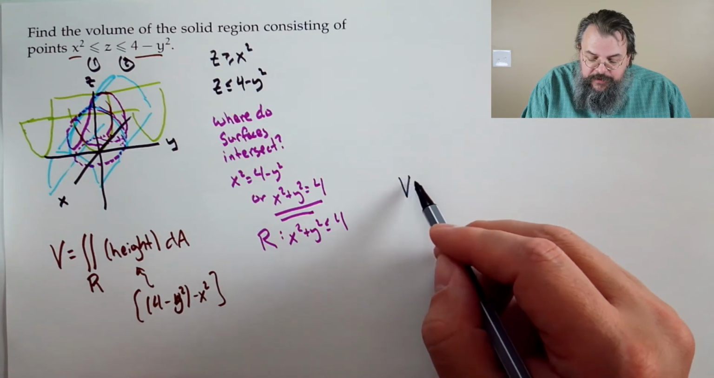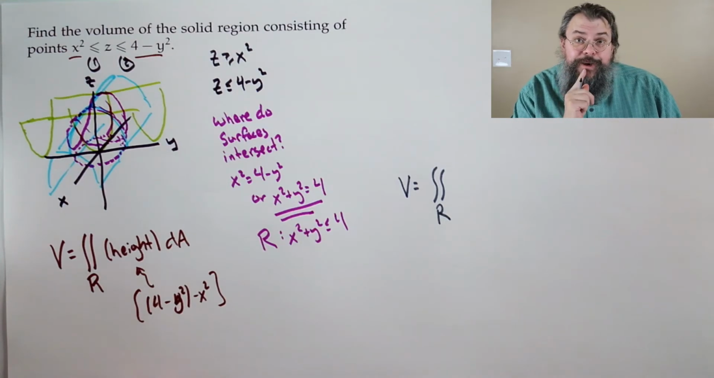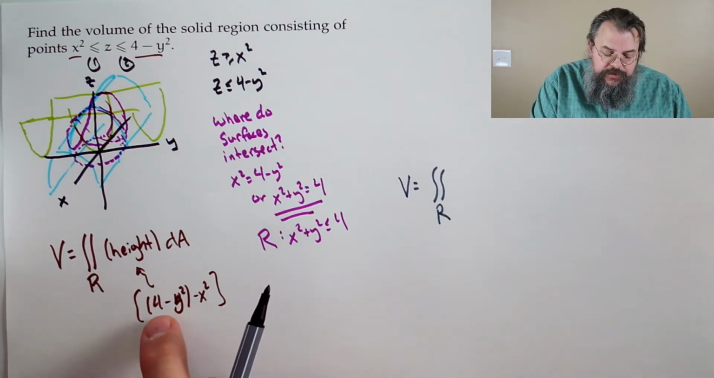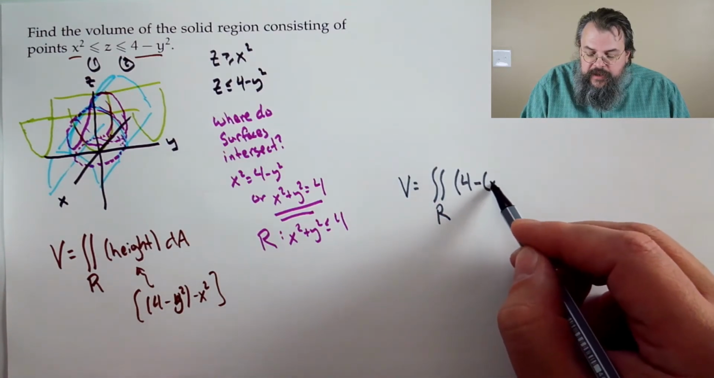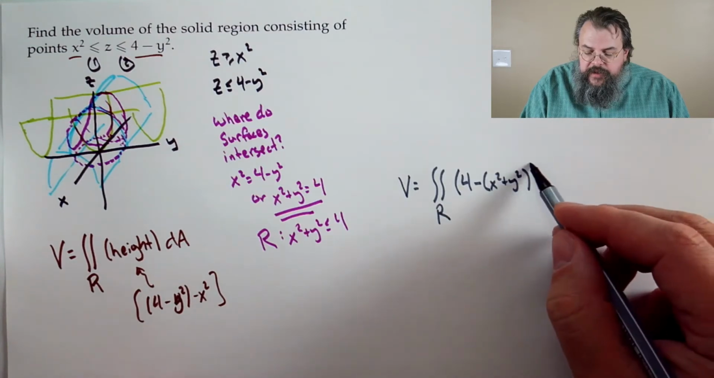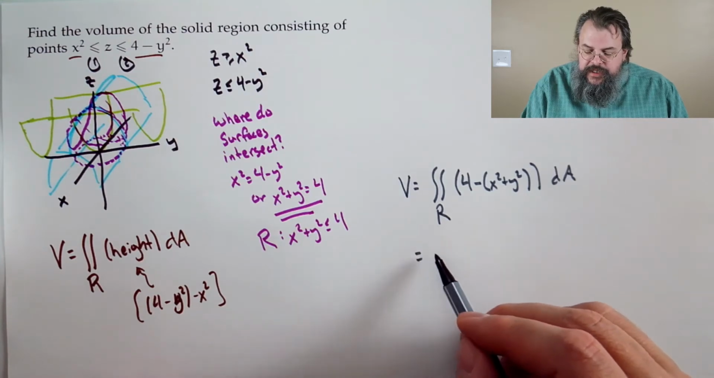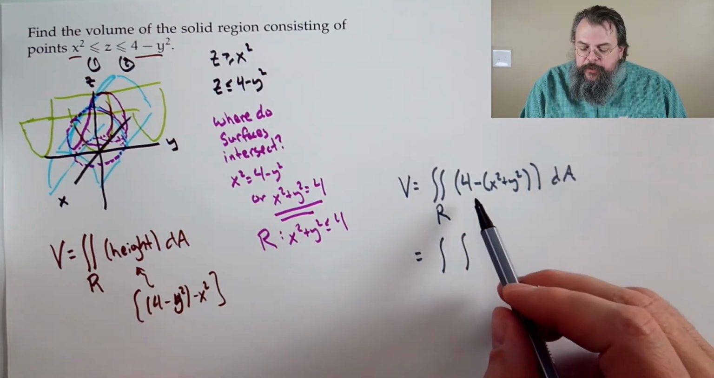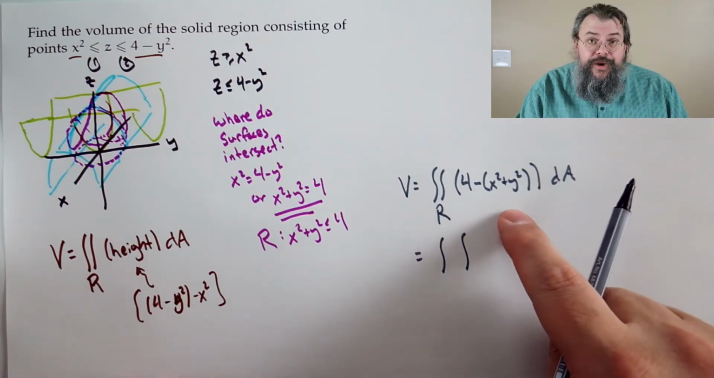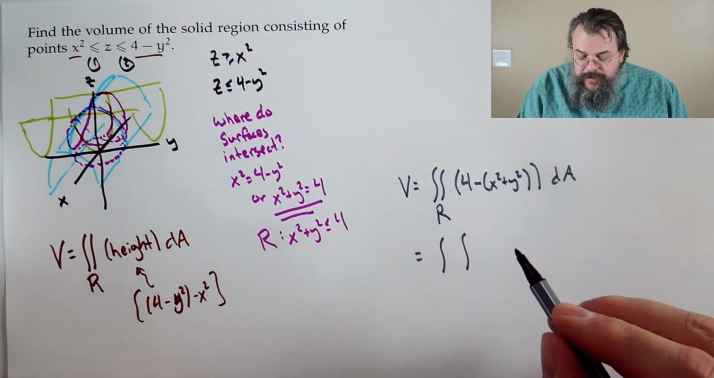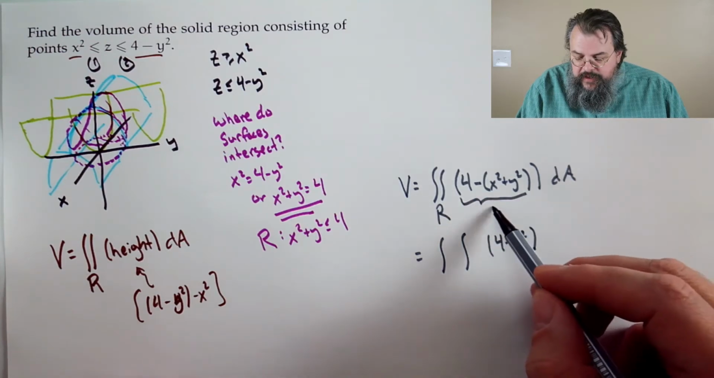So we say our volume is the integral over our region. And now anticipating where we're going, notice that our function 4 minus y squared minus x squared can be written as 4 minus (x squared plus y squared). And then we're going to do dA. So here we go, into polar. We have to switch 4 minus (x squared plus y squared) in terms of polar. Well, x squared plus y squared is r squared. So 4 minus r squared.